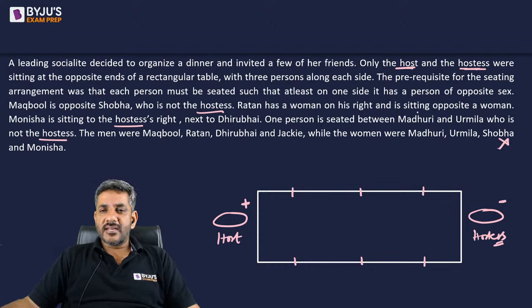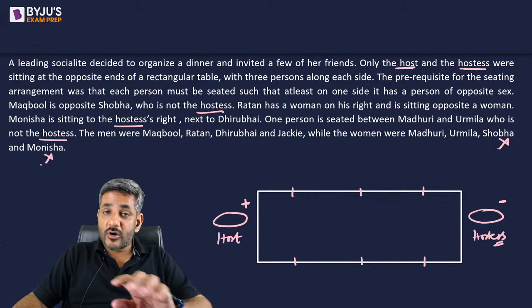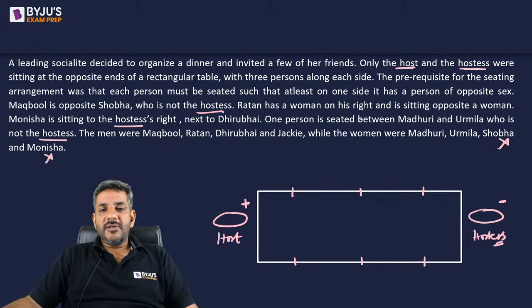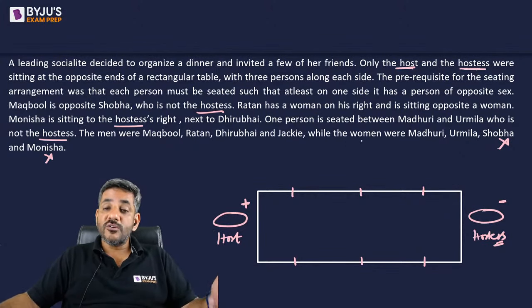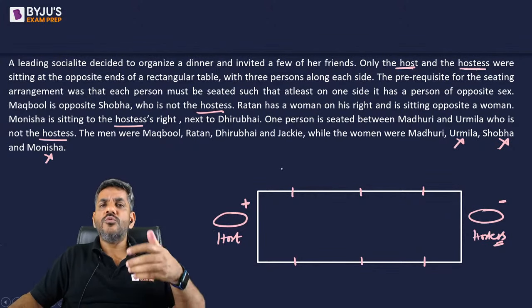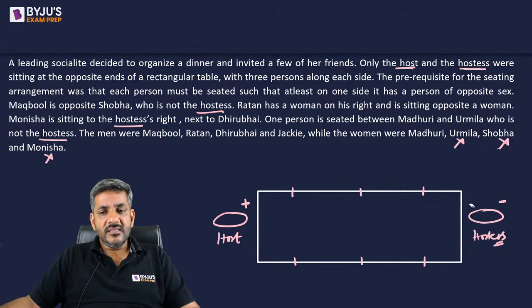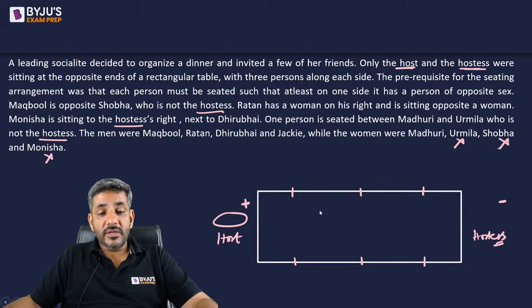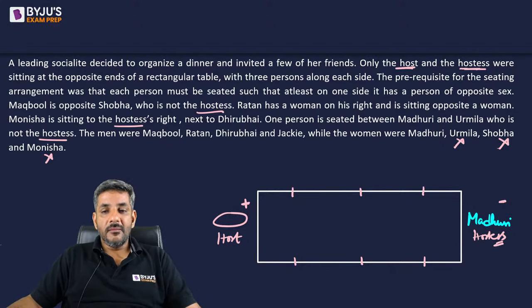Ratan has a woman on his right and is sitting opposite a woman. Monisha is sitting to the hostess's right. If Monisha is sitting to the hostess's right, then Monisha is not the hostess. One person is seated between Madhuri and Urmila, who is not the hostess. If one person is seated between Madhuri and Urmila, who is not the hostess, that means Urmila also is not the hostess. Then who is the hostess? The only possibility now for us is that the hostess is Madhuri only. So let's write Madhuri over here, that Madhuri is the hostess.